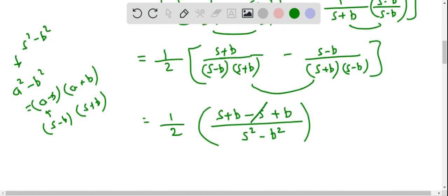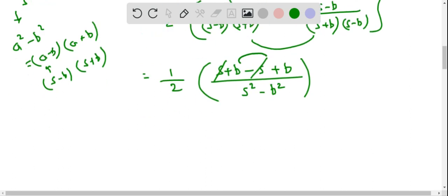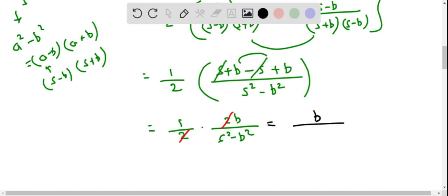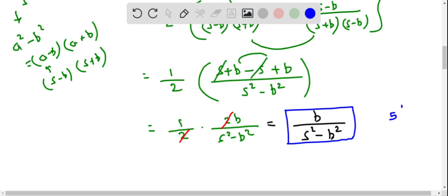Now I cancel this plus s and minus s. b plus b is 2b. So therefore we have 1 by 2 times 2b over s squared minus b squared. We now cancel this 2 and this 2, and so we get b over s squared minus b squared. So this is the Laplace transform of sine hyperbolic bt. And this means answer choice 5 is correct.